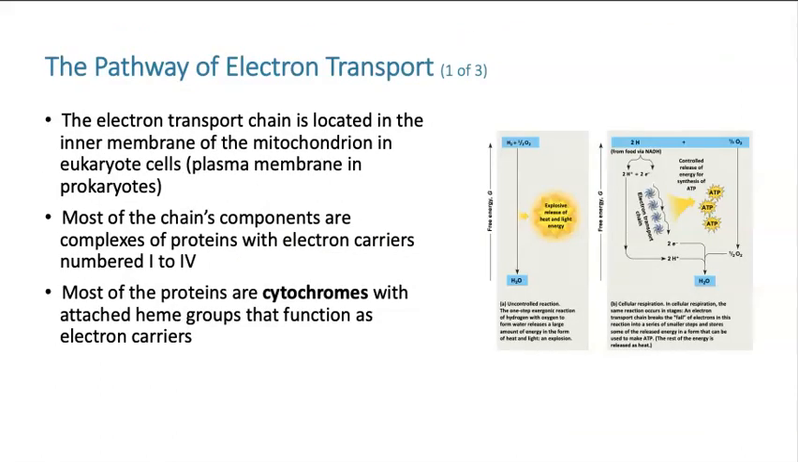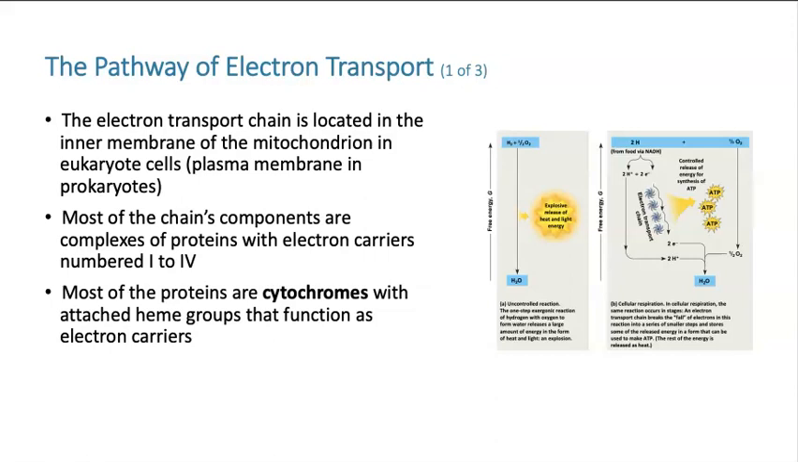So let's learn a little bit more about our electron transport. As I've shown you this picture before, that electron transport chain is a stepwise process, and it's located in the inner membrane of the mitochondria in eukaryotic cells. If you're a prokaryotic cell, this electron transport chain is going to be located in the plasma membrane.